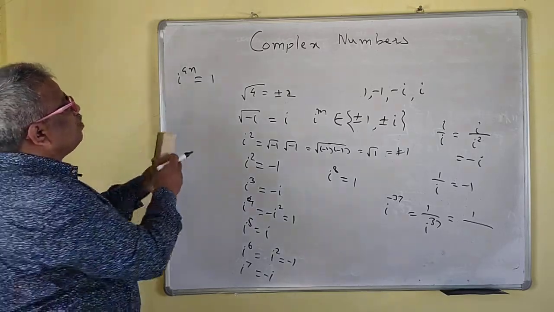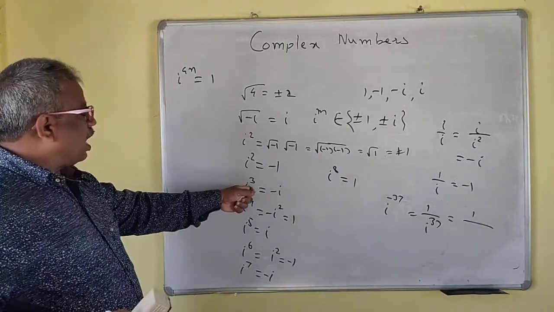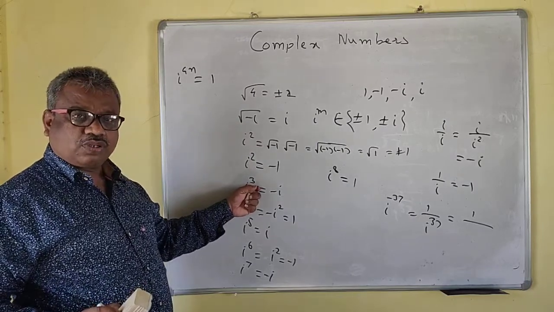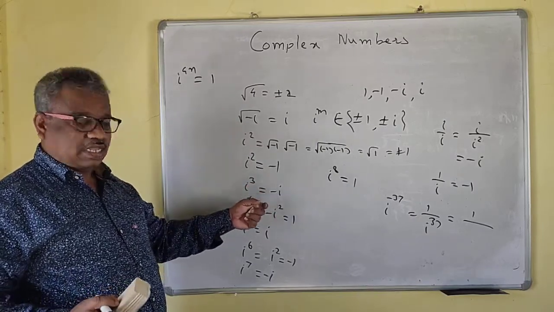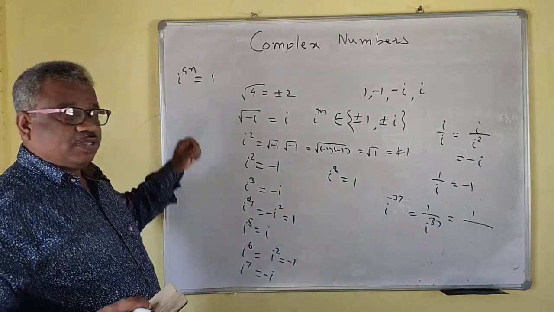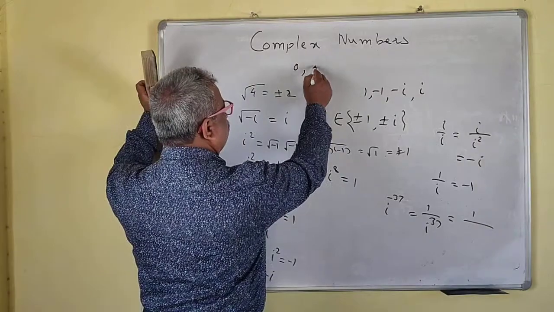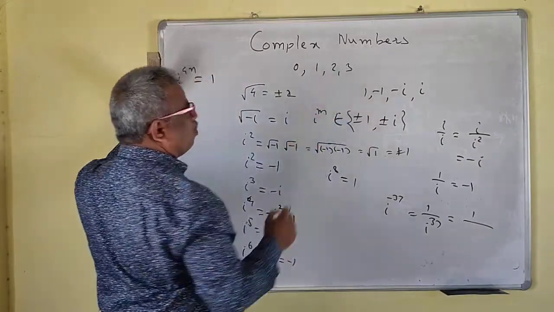That means i to the power of any multiple of 4 is always 1. And what happens for the others? Now see, this is i cube. If 3 is divided by 4, the remainder is 3, and i cube is minus i. When you divide by 4, the possibilities of the remainder are 0, 1, 2 and 3 only.